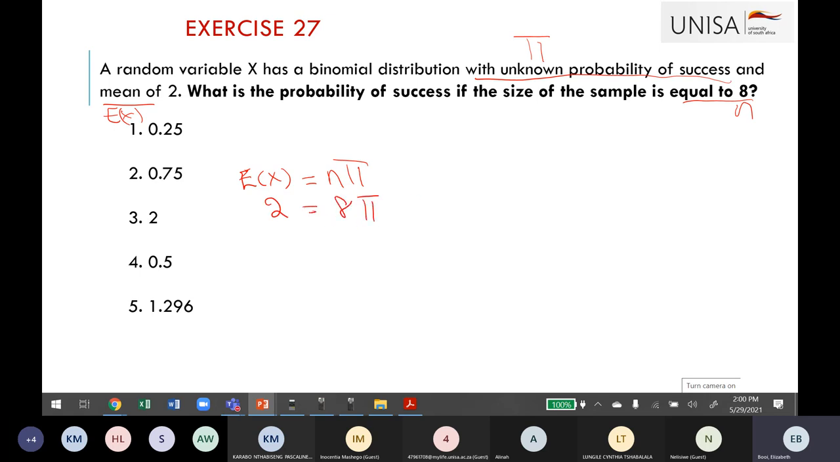We need to find pi, which is our probability of success. Therefore, we divide both sides by 8. The 8s will cancel out on the right, and here we'll be left with pi, and on the other side 2 divided by 8, so pi will be 1 over 4. And 1 over 4 is 0.25. So the answer would have been option number 1. So I've done that for you.